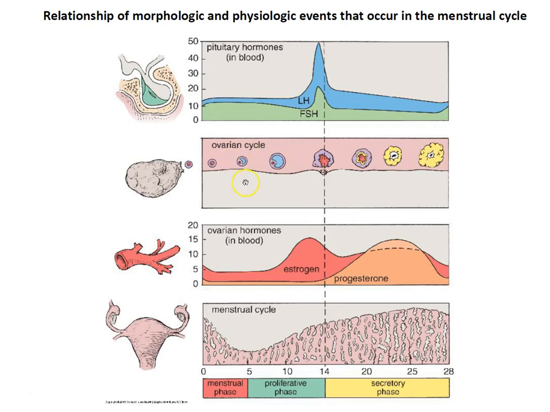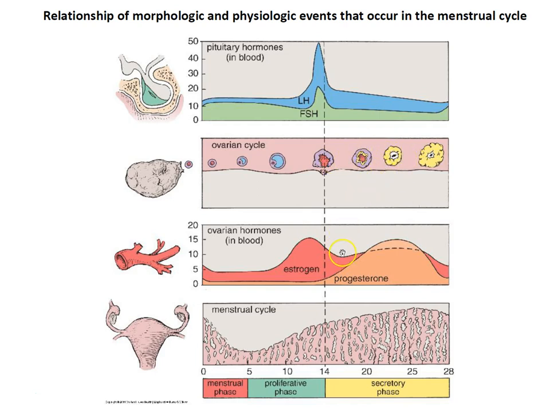Now, the follicular phase begins with the development of a small number of primary follicles under the influence of follicle stimulating hormone and luteinizing hormone. Now, the granulosa cells and thecal cells in these follicles begin to secrete the hormone estrogen. Now, ovulation is induced by a surge in luteinizing hormone, and the luteal phase begins immediately after ovulation and the formation of the corpus luteum.